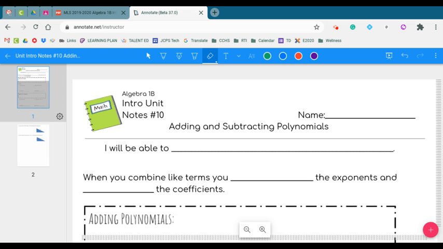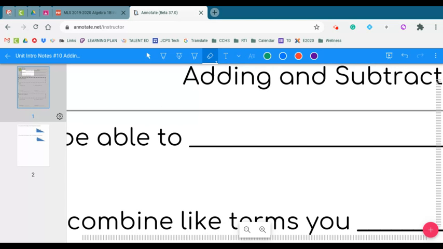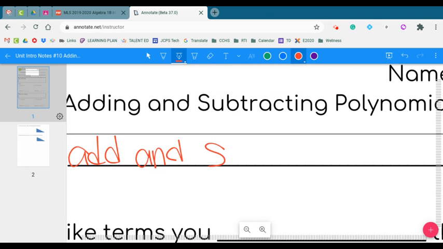Okay, this is going to be the video for notes number 10, adding and subtracting polynomials. By the end of this note, you will be able to add and subtract our polynomial operations.